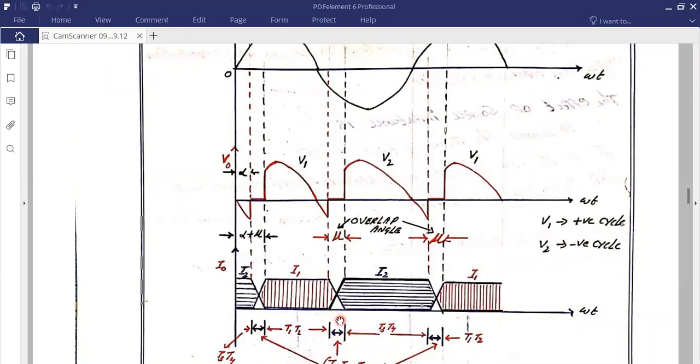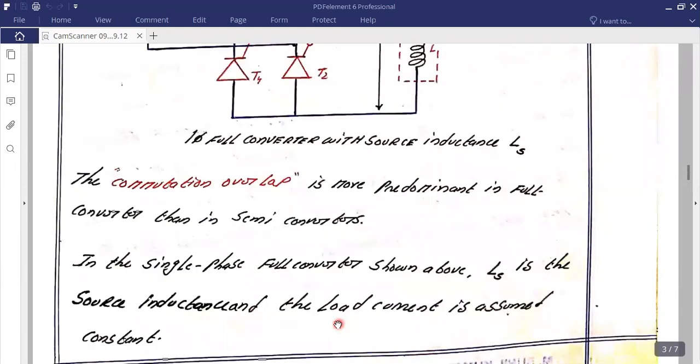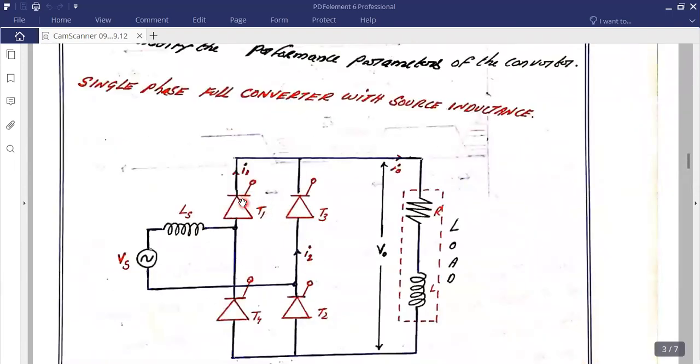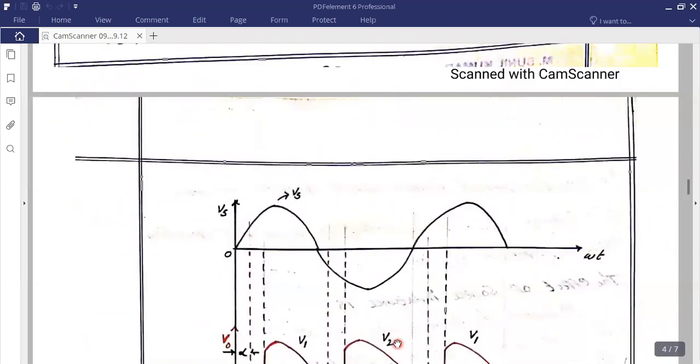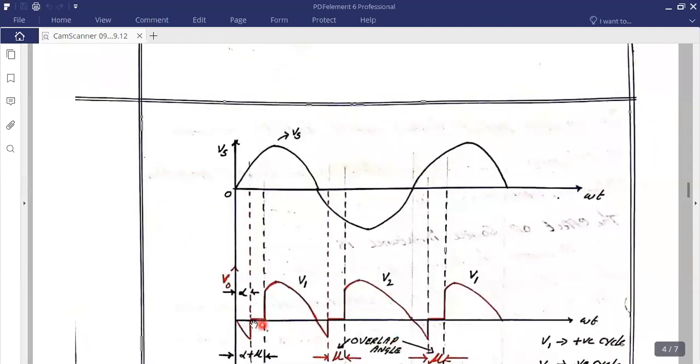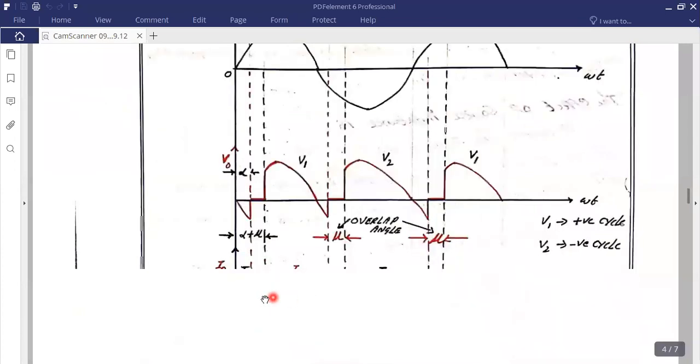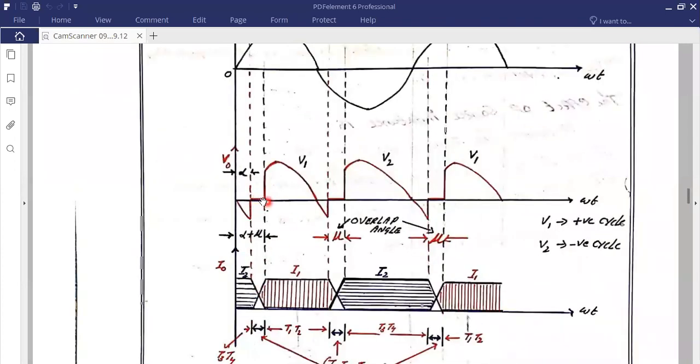As all four devices are in conduction, what will happen? The source is going to be short circuited. What will be the voltage across this load? It will simply be zero voltage. You can observe that here. Why is it represented as zero voltage here?